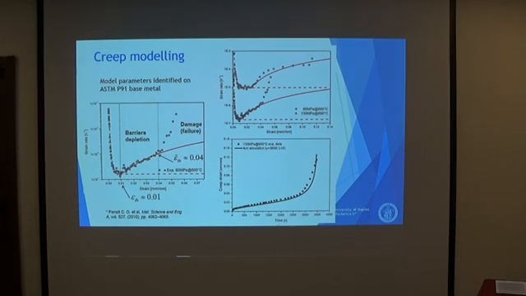For the scope of this work, the model was calibrated on the available data in the literature relative to the P91 steel, and we have a good transferability in stress, temperature, and for the primary, secondary, and tertiary creep stages.